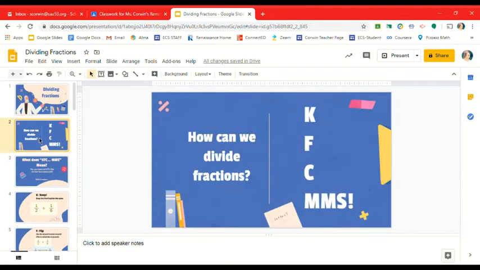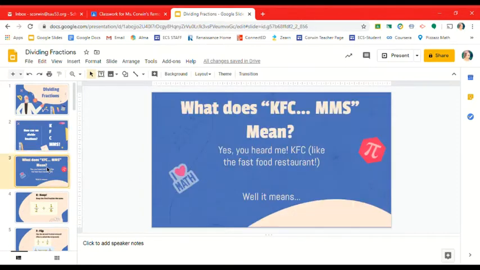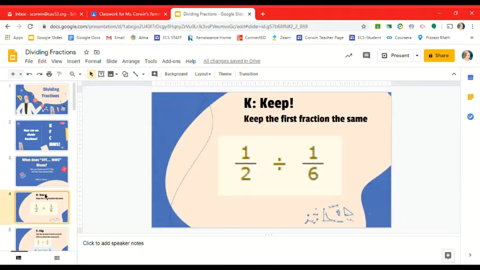Well, we're going to remember this. We are going to remember KFC MMS. Now you might be wondering, Ms. Corwin, what do you mean KFC MMS? Well, yeah, it's KFC MMS, just like the fast food restaurant. So what does that mean? Well, let's look at this problem right here. We have 1/2 divided by 1/6. So KFC MMS. The K stands for keep.